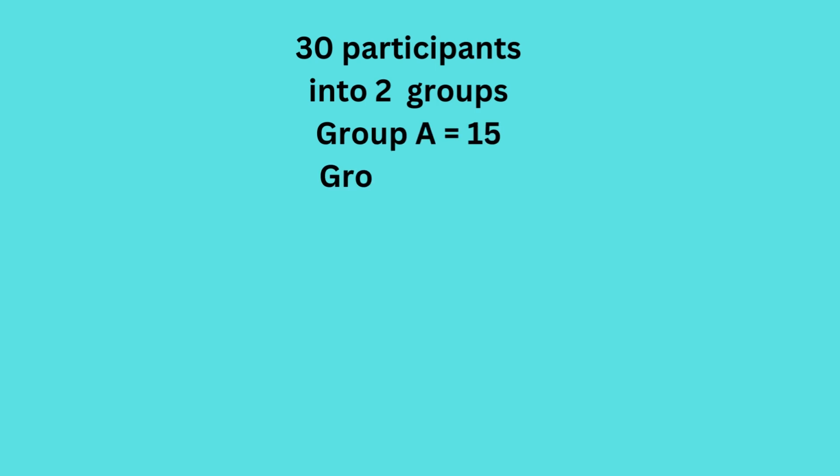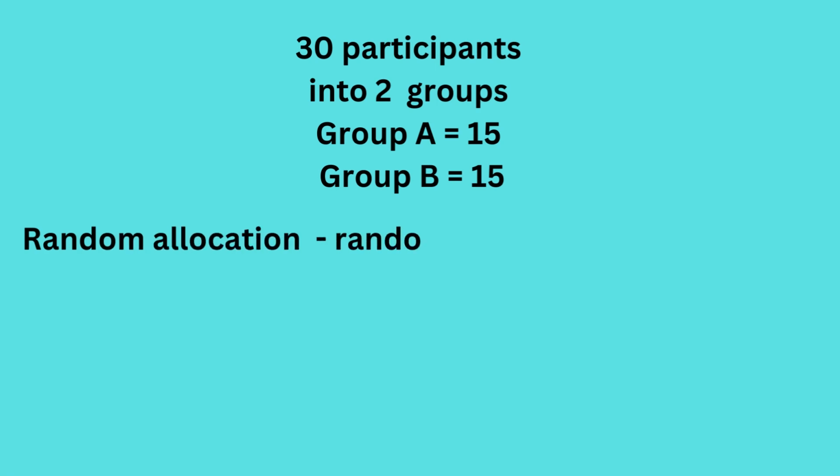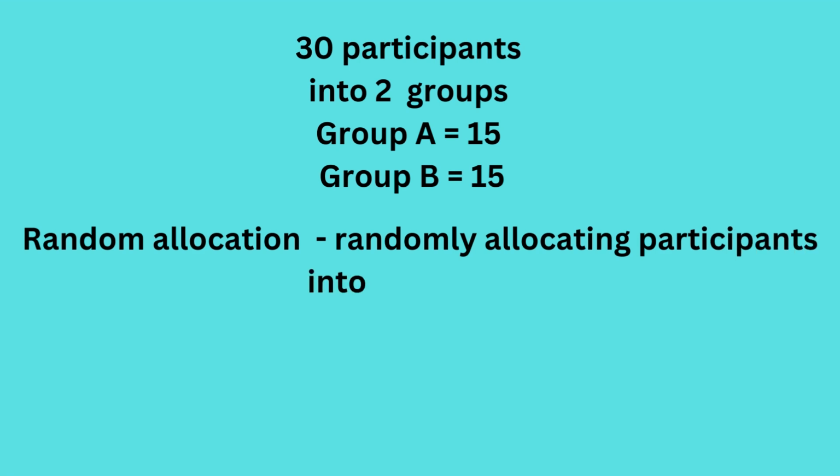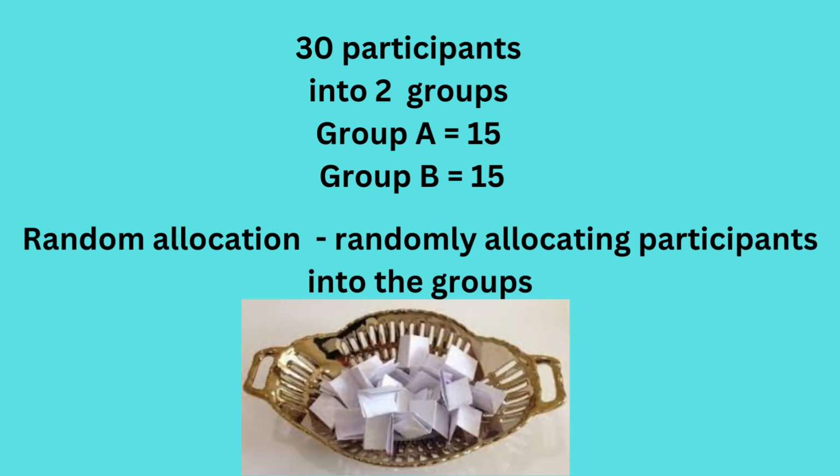This division can be done by different methods. One of the best ways is a way called random allocation, which refers to randomly allocating each participant into groups. There are many ways to do this. One of it could be making small chits of numbers from 1 to 30 written on them, and then asking each participant to pick one from it, and all the odd ones going to Group A and even ones going into Group B. When you have your groups ready, you expose them to the different levels of IV.